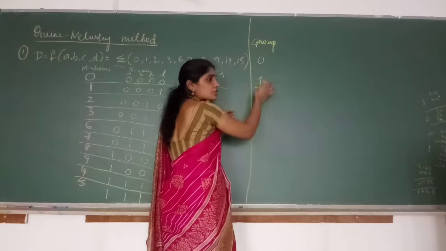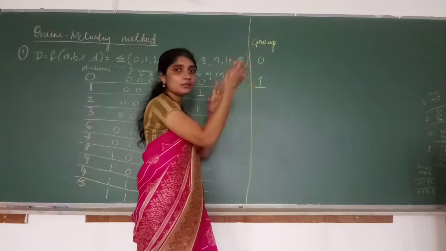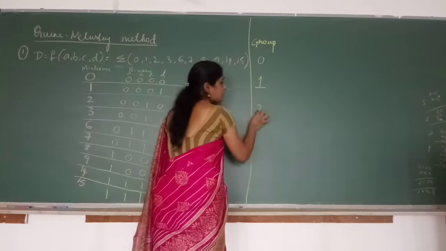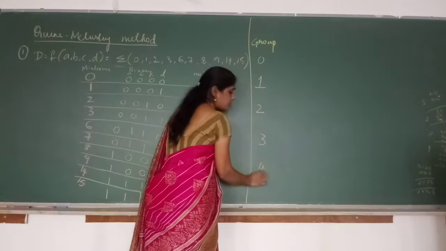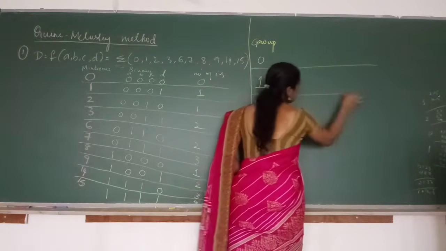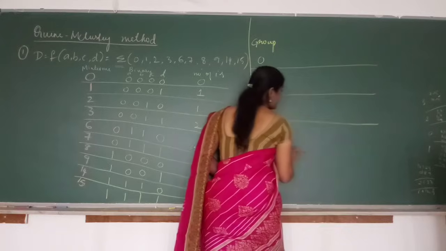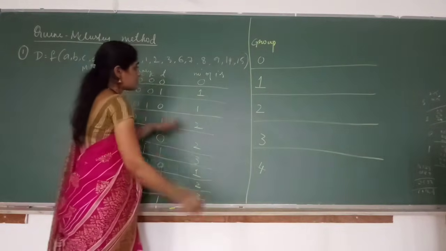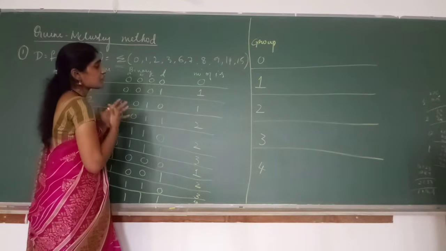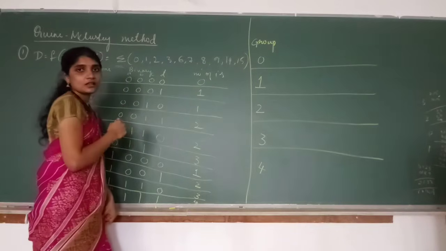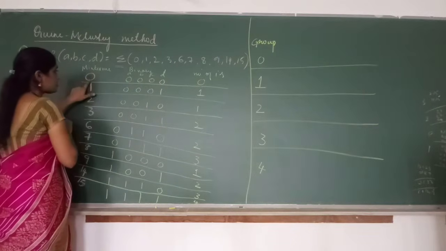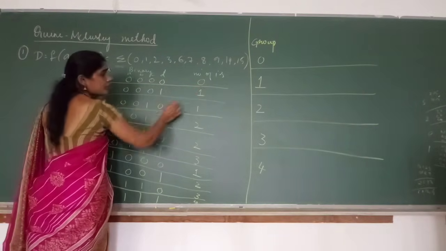Group 1 tells us that the mean terms in group 1 have the number of ones equal to 1. Similarly, number of ones 2, 3, 4. So group 0, group 1, group 2, group 3, group 4. Now just check the mean terms in the first table. Which are the mean terms that have 0 ones? We have only one mean term, that is 0.